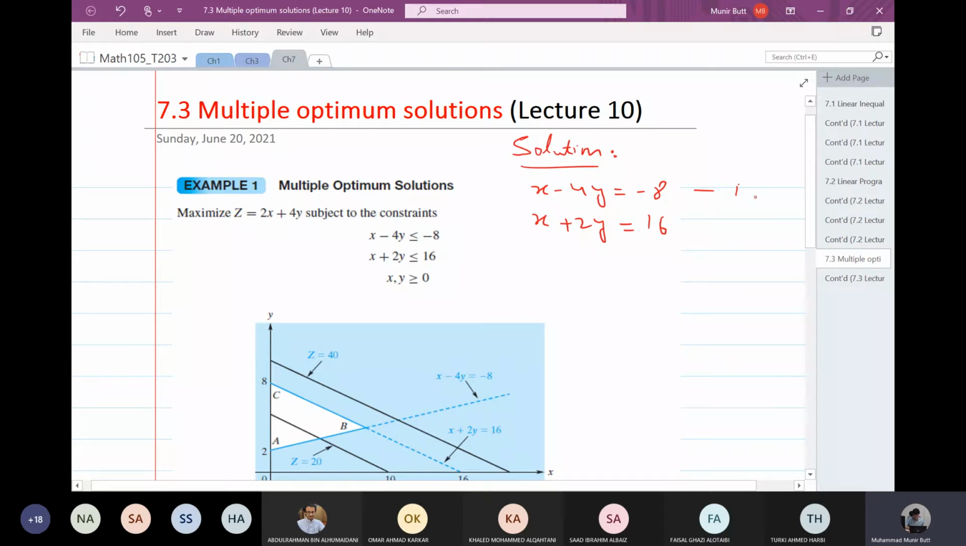So what we write, first of all, we write the corresponding equations to these inequalities, and we have given that we have to maximize this z function. So what we do, first of all, we shall plot, and for the plot we usually take help of the intercepts.